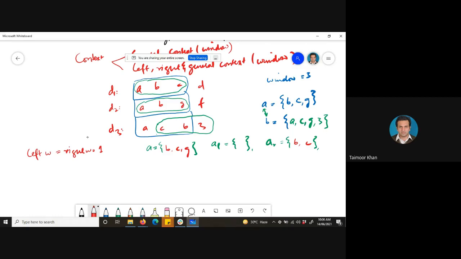We can do the same for, let's say, F, maybe. So for F, let's start with the left context of F. F is just occurring once in the data set, and when it occurred, to its left it has got this G. So in its left context, we would just have G. In the right of F, we have an empty set because it occurred once and there is nothing to its right. And the general context of F, if we consider the window size of 3, is going to be B and G.